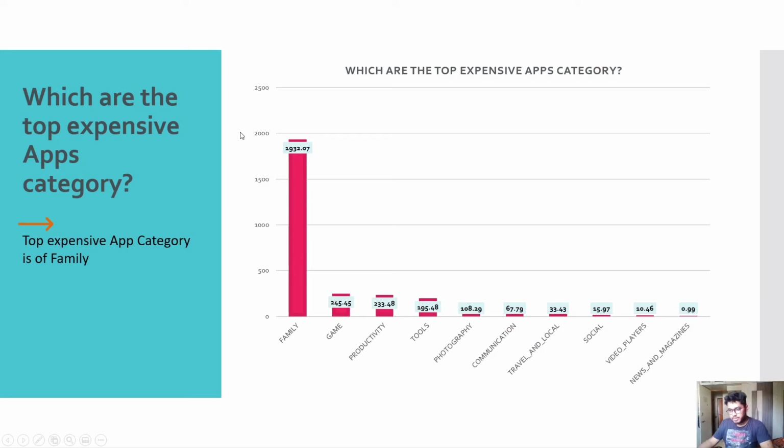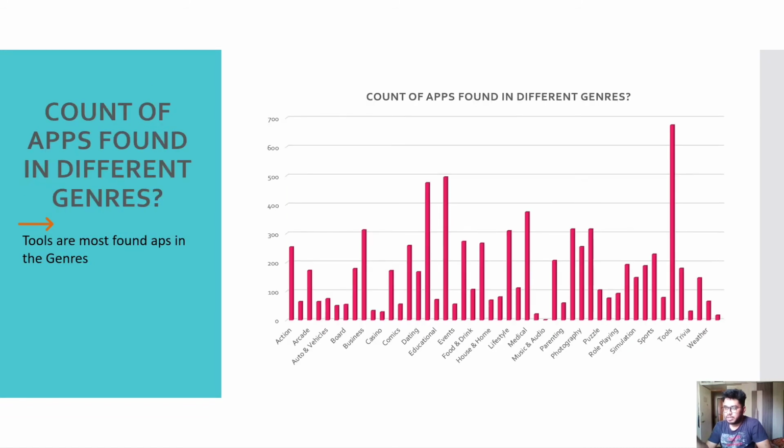Which are the top expensive app categories? As we just saw, the family category had mostly paid apps, which are the highest priced, followed by games, then productivity. Count of apps found in the different genres: these are the count of apps per genre column, which has the subcategories. In tools, apps like Photoshop and editing apps are found more in this category.